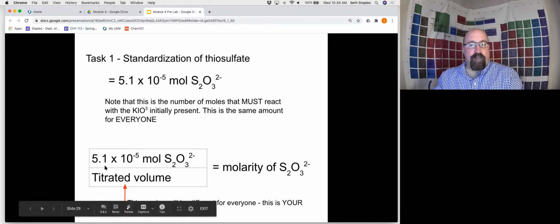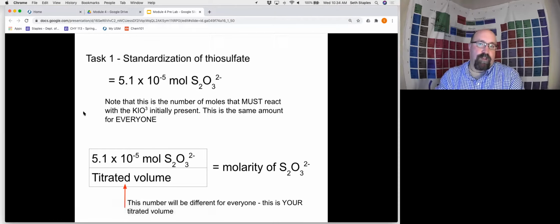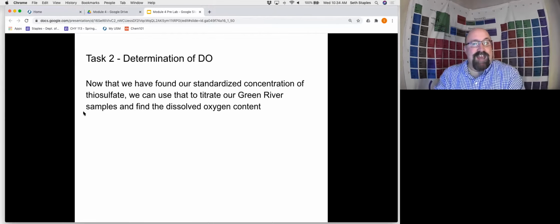And so we take the number of moles of S2O3 that we calculated had to have been present, divide that by our titrated volume, and now that gets us to the molarity of our S2O3. And so that tells us precisely, using a primary standard, what the molarity of our S2O3 2- has to be. This is what task 1 is all about. It is making our thiosulfate solution and determining the exact, precise molarity of it, so that we can then use that solution for task 2.